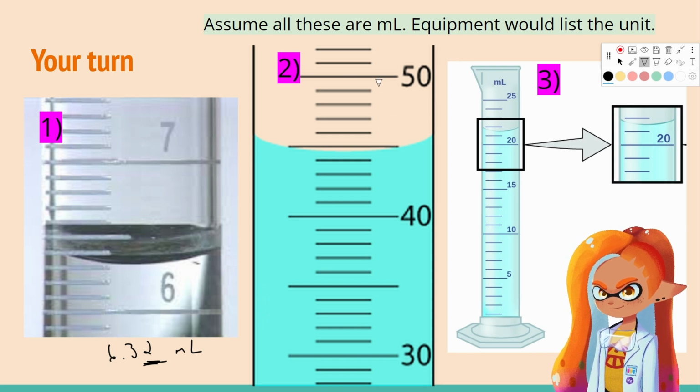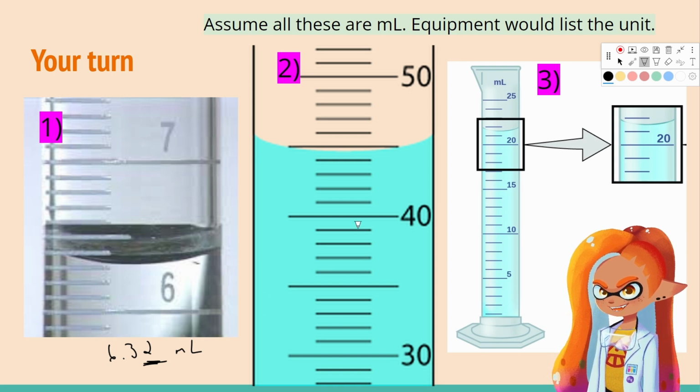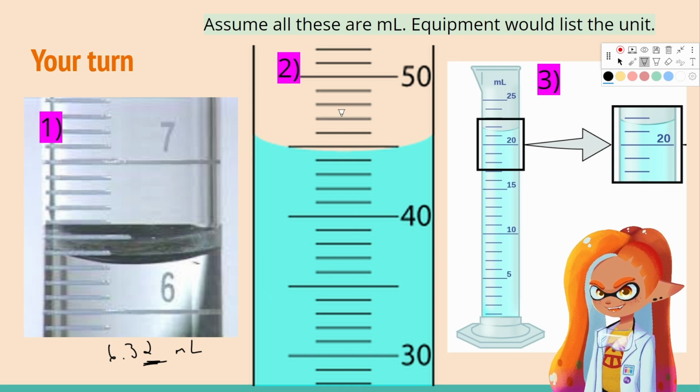Cool. All right. Next one, we have 40 to 50, so that means each of these lines is going to be a 1. So I know for sure this is going to be 44. So 44. And then again, you estimate this last digit. I'm going to say it's probably an 8, I guess. So 44.8 milliliters.